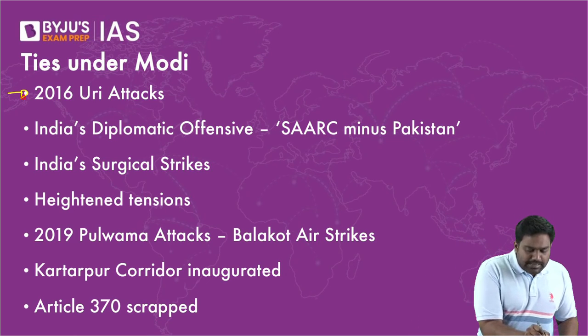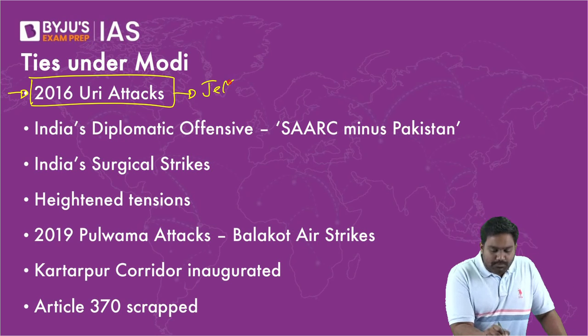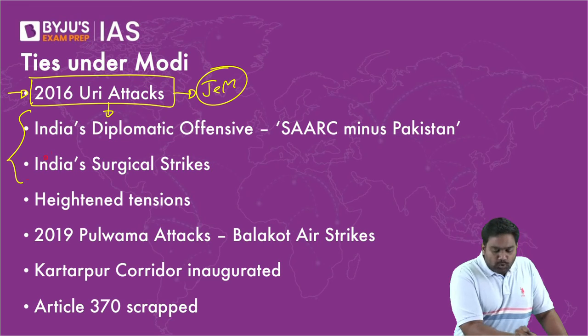Then came the massive Uri attack in 2016, again carried out by Jaish-e-Mohammed. This time, India retaliated with coercive diplomacy.